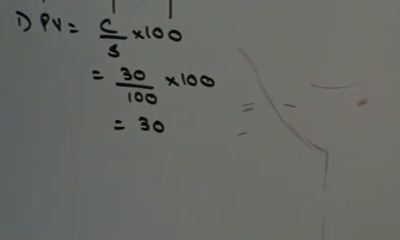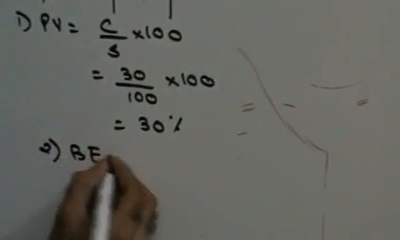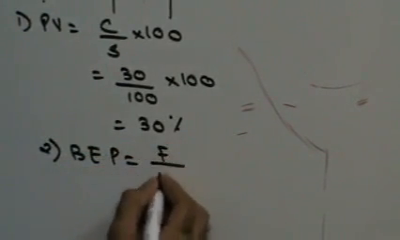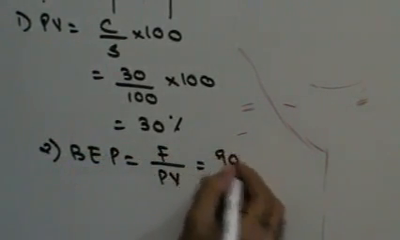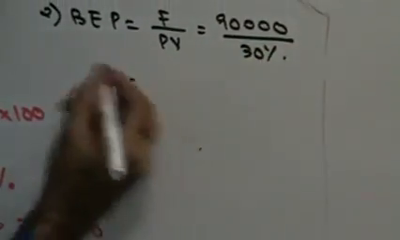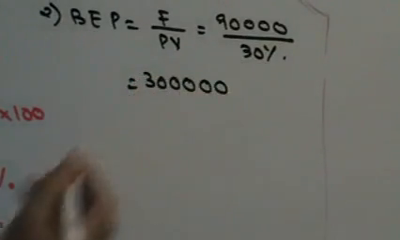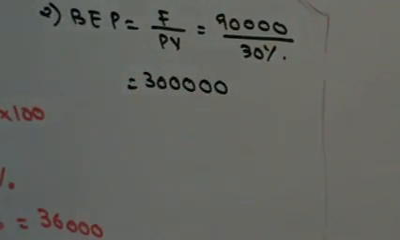Now, the first thing that you need to find out, they've given you break-evens. You can find out the BEP sales. BEP is F upon PV. F is given to you as 90,000 divided by PV, 30%, that is 3 lakhs. So BEP is 3 lakhs. So my BEP sales is 3 lakhs.